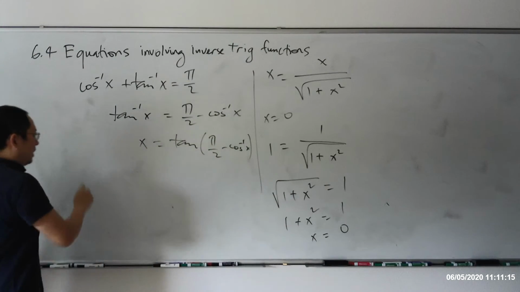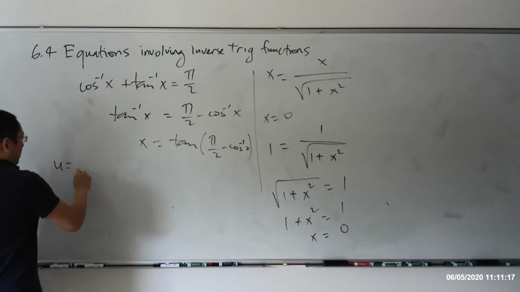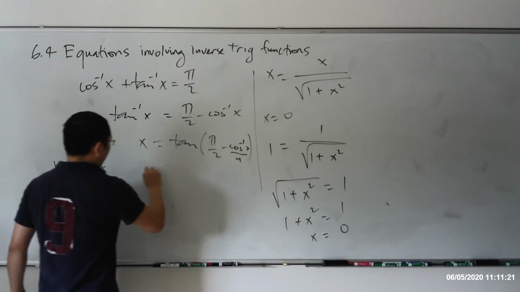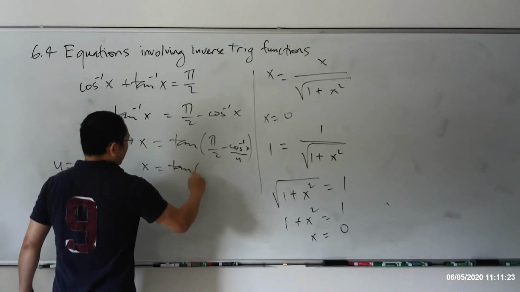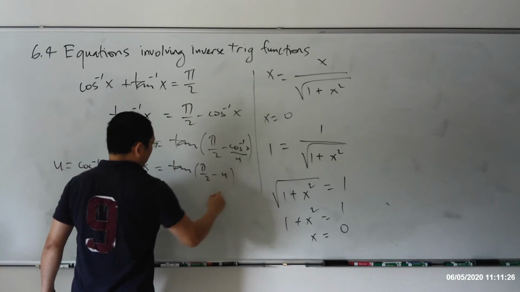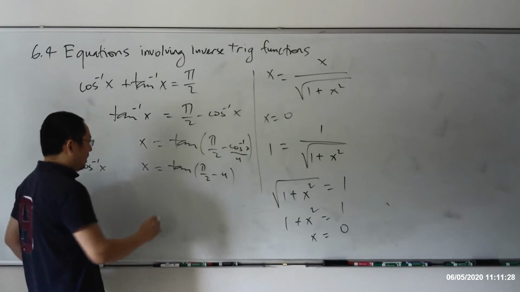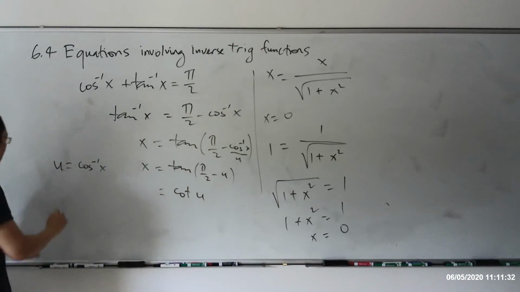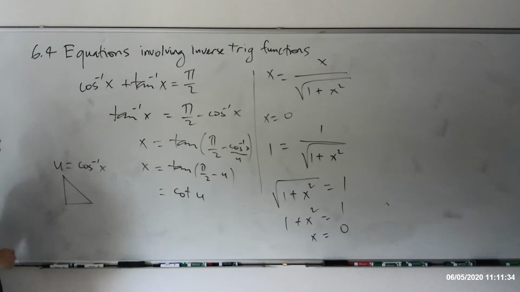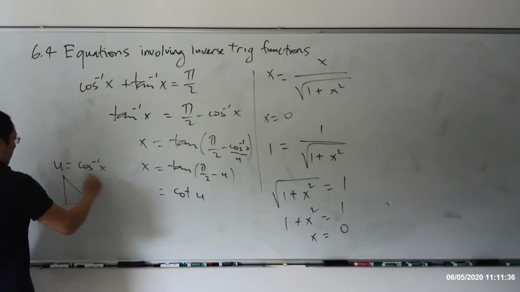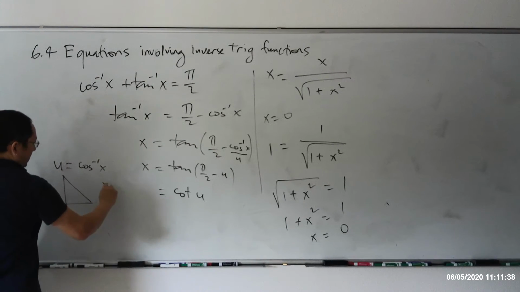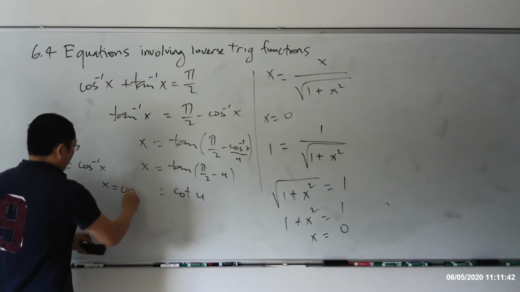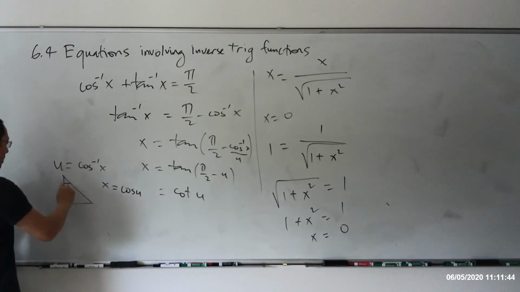And same old trick, let u equal to cosine inverse of x. This one right here is u. So this problem is x equal to tangent of pi over 2 minus u. And you see that tangent of pi over 2 minus u is just cotangent of u. And I have the right triangle again. u equal to cosine inverse of x means x equal to cosine of u.